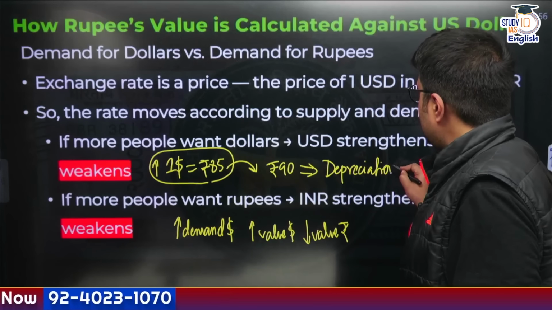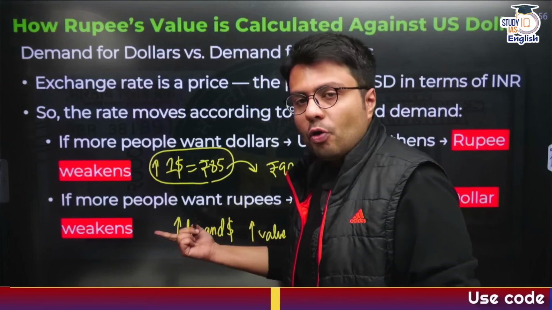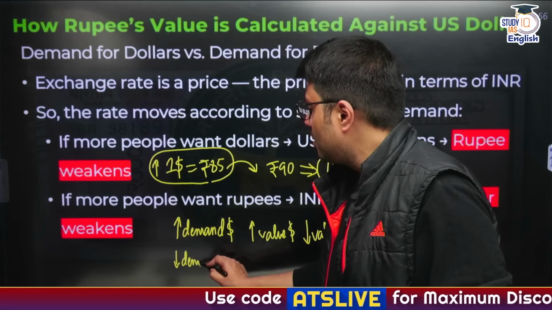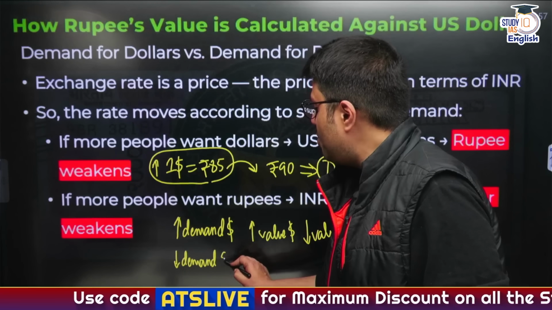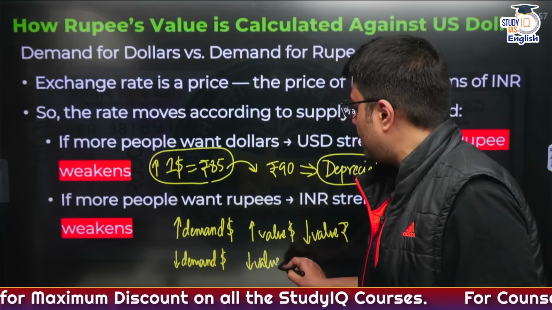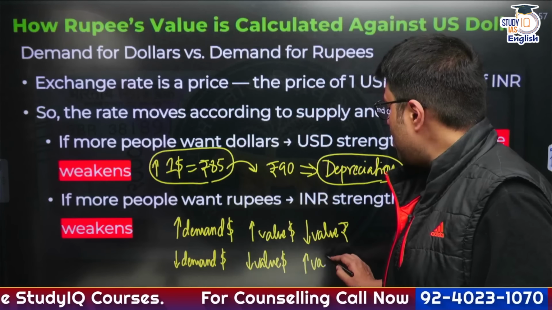And this process is called as what? Depreciation of rupee. Now let us suppose the opposite happens. If the demand for dollar decreases, what would happen to the value of dollar? Any guesses? The value of dollar would also reduce and the corresponding value of rupee would now increase.